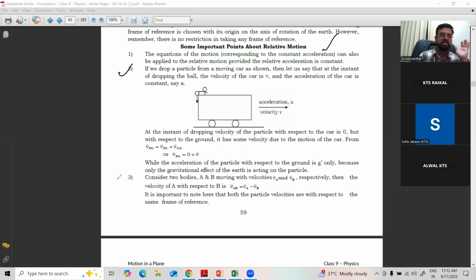Okay, so you consider two bodies, A and B, moving with velocities VA and VB. Then the velocity of A with respect to B, comparing one with another, is called relative. A with respect to B is nothing but VAB is equal to VA minus VB, right? When they are moving in the same direction.